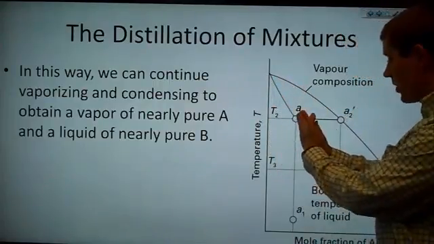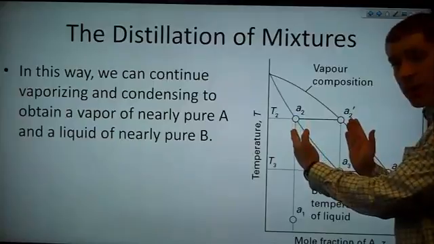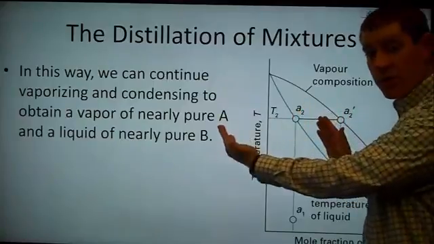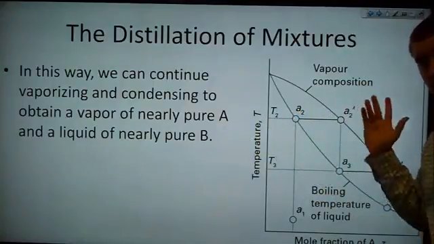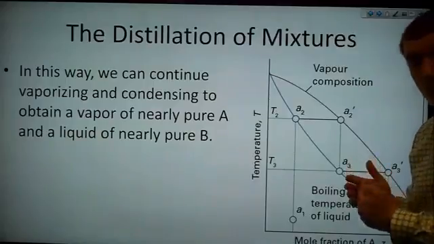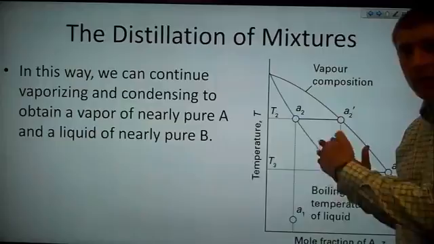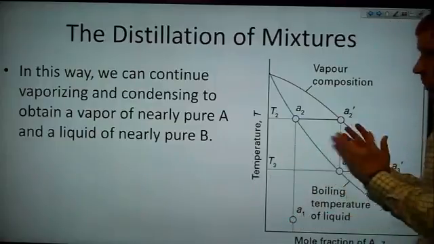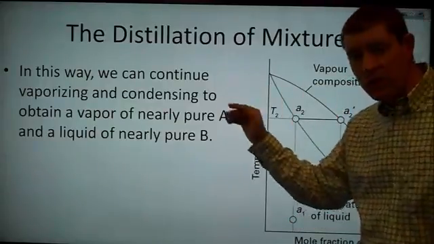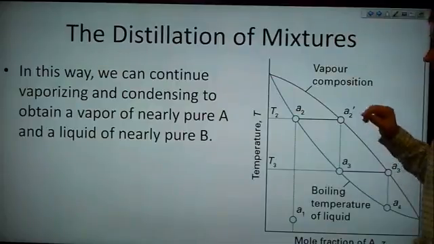So as we move the vapor phase to the right, the liquid phase is going to move to the left, right? As we enrich the vapor in A, we're going to remove the A from the liquid phase, which means the liquid is getting enriched in our less volatile component B. So we're moving the liquid phase to the left, and the vapor phase to the right.